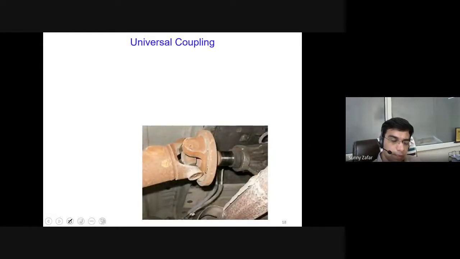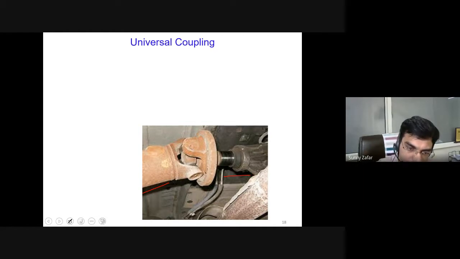Now I'll just quickly tell you about the last coupling that I am discussing. This is the universal coupling. These couplings basically give the opportunity for the shaft to be misaligned over a wide angle. I showed this figure earlier also in the other module.